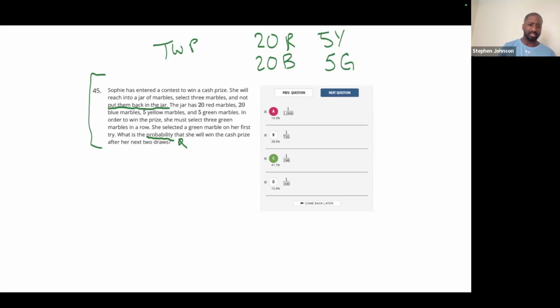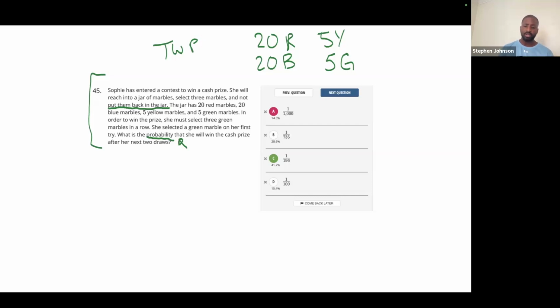All right. She selected a green marble on her first try. Okay, so this is getting a little bit trickier. We know she wants to select 3 marbles. We know she wants to select 3 green marbles, but now this question is saying she's already selected the first one. Right? She selected a green marble on her first try. Well, what was the probability? And I'll just keep reading the question. What is the probability that she will win the cash prize after her next 2 draws? So I'm a little confused because I don't know. Do I need to find probability for all 3 things? Do I just find the probability for just 2 of the things? I'm not 100% certain.